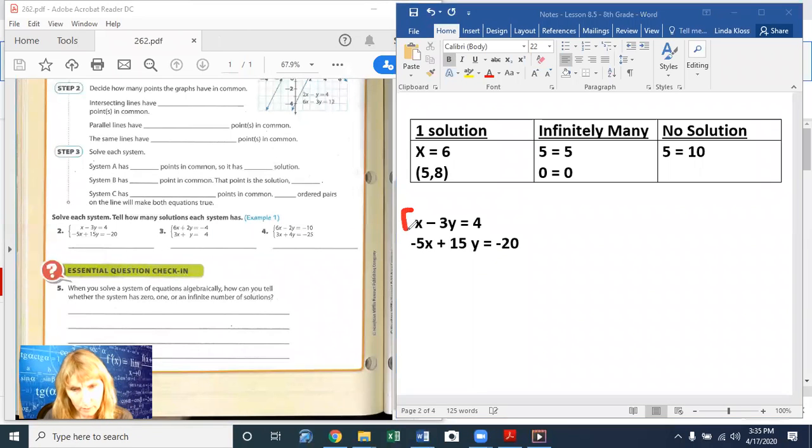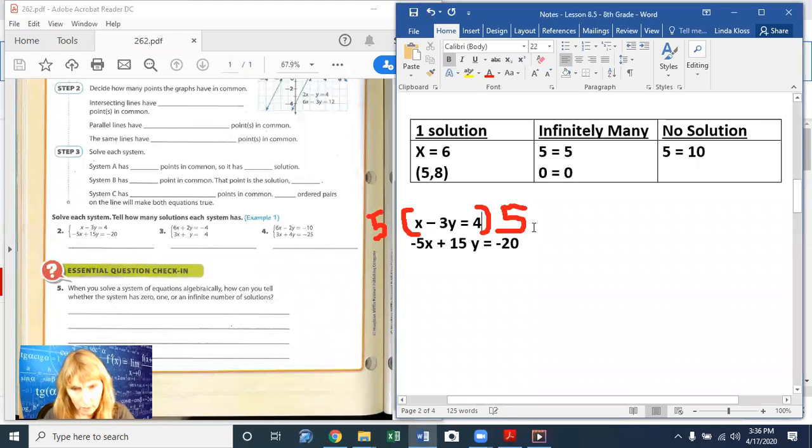So I'm going to put brackets around this, and I'm going to multiply by a positive 5 to both sides. And remember, you do that multiplying by every number in the equation. So if I do that, my new equation up here will become 5x plus a negative 15y equals 20. And then if I rewrite this one underneath it, I have 5x plus 15y equals negative 20. You see what's happening? Probably already can see it.